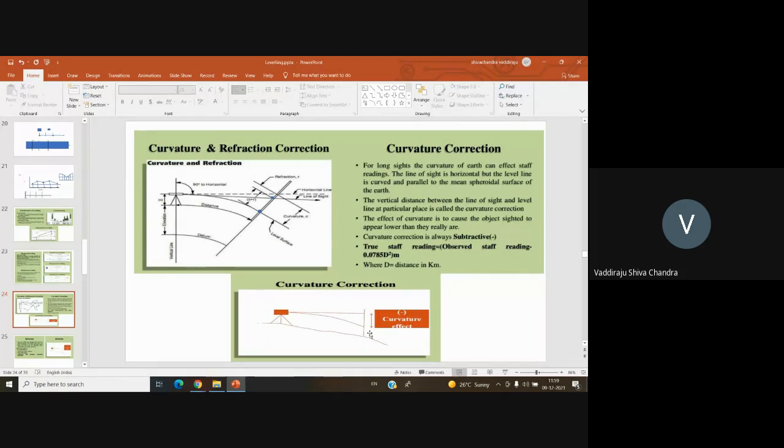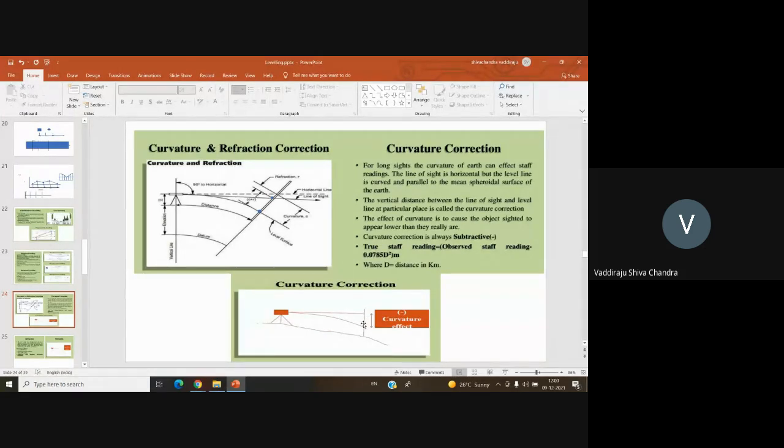The bottom one is the level line, which is parallel to the mean sea level and which is curved in nature because earth is curved. But the line of sight is always horizontal. So this difference is called the curvature effect. The vertical distance between the line of sight and level line at a particular place is called the curvature correction. This small portion is called the curvature correction.